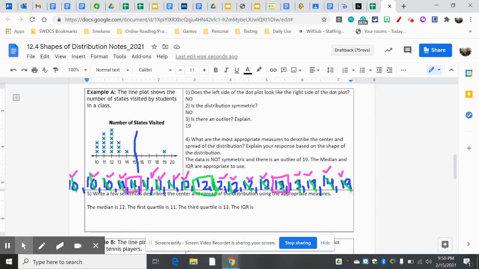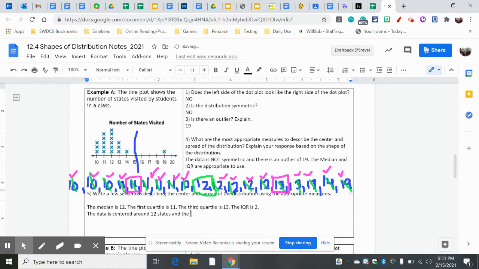You should have determined that the IQR is 2. So if I'm explaining this, the data is centered around 12 states, and the spread of data is around 2 states, okay? Because it's centered around this 12, but it's spread around 2 different. I know I have an outlier here, but most of my data is spread around those 2 states.